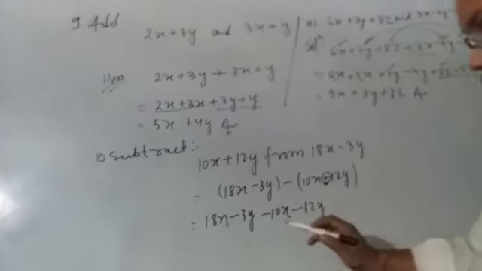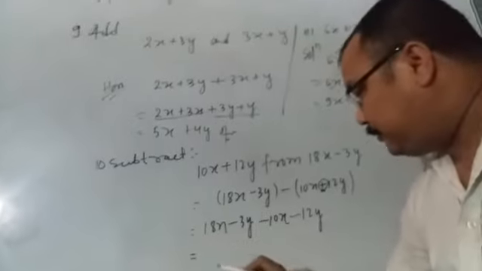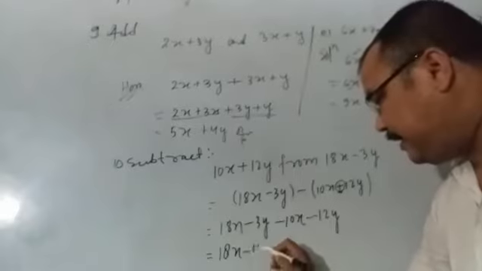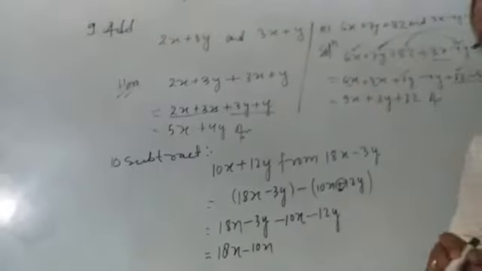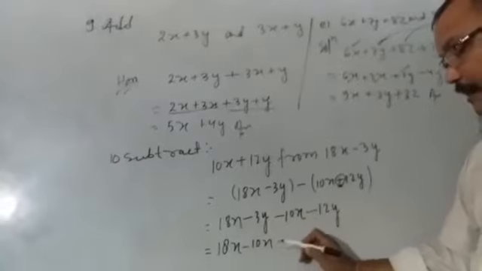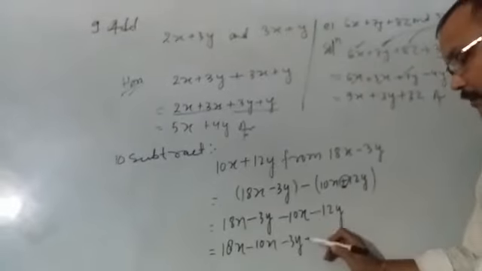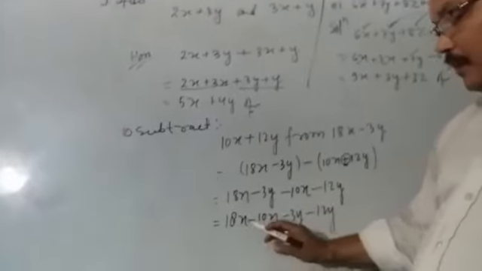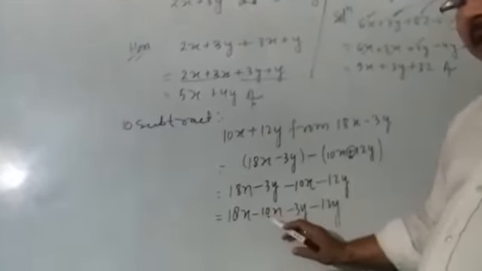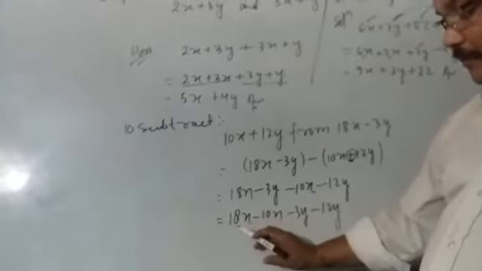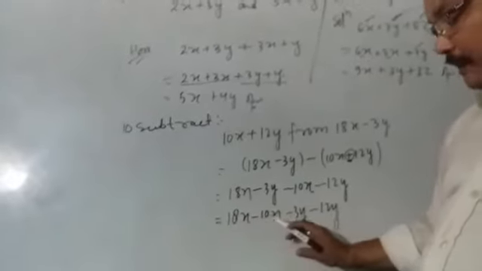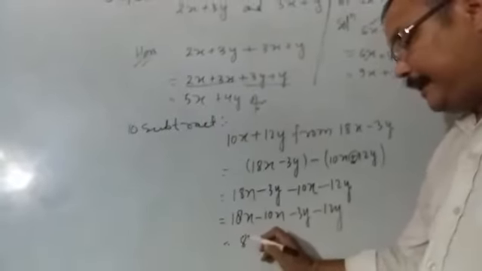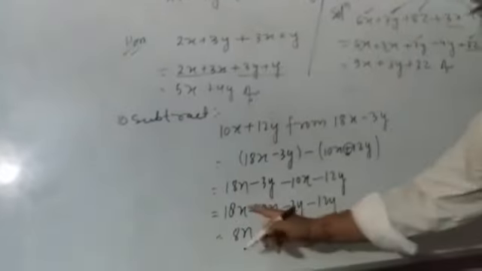Did you understand? So now I am going to arrange the like terms. 18x and minus 10x. And now minus 3y appears here, and another like term is minus 12y. So my dear students, you see these two terms have different signs, because the 18x is a positive 18x and minus 10x. So positive 18x minus 10x is equal to 8x remaining. That is positive, because the positive sign is the greatest.